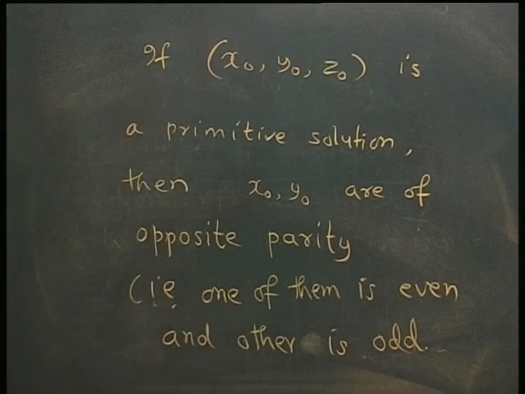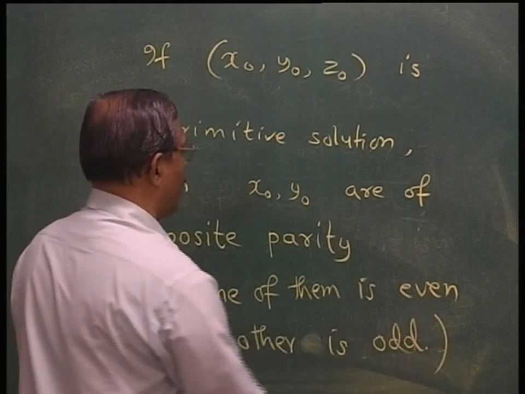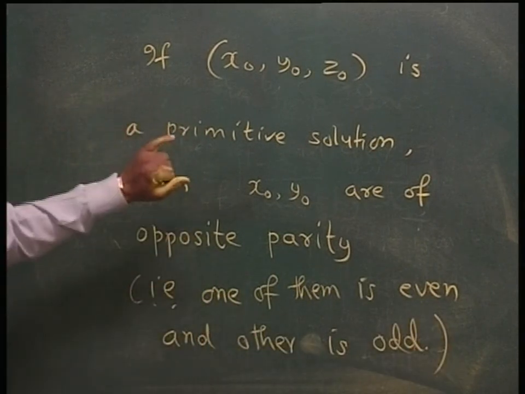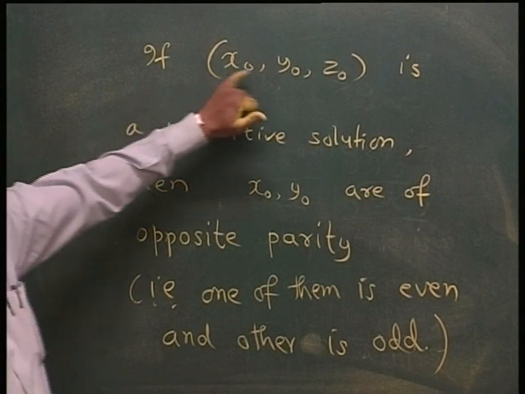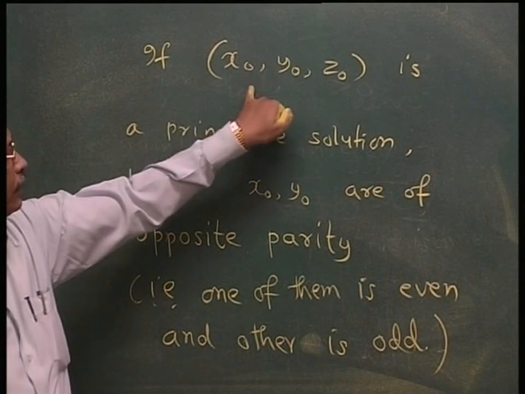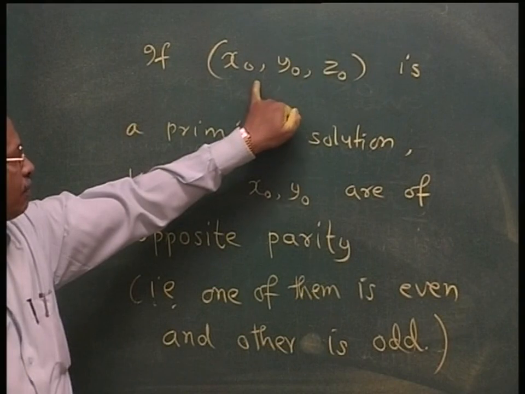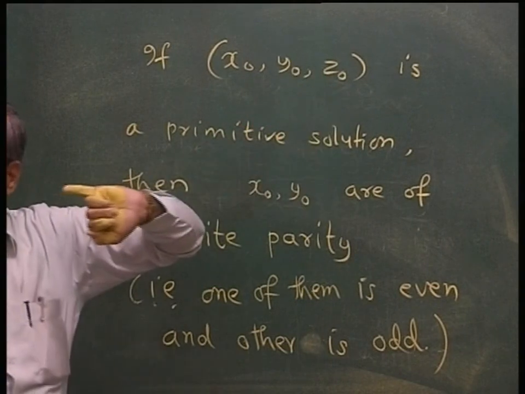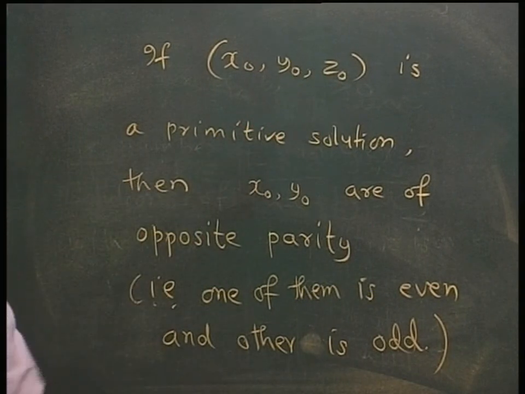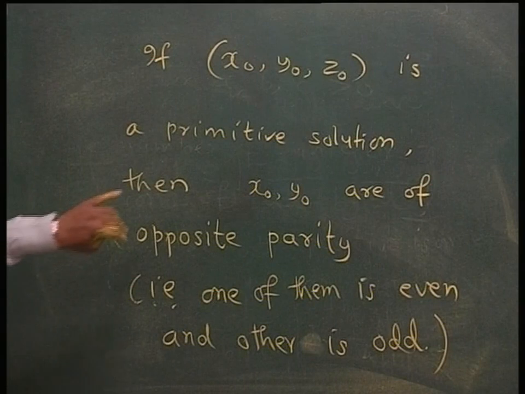One of them is even and the other is odd. Because suppose x and y are both even, then 2 is the GCD, 2 divides both x and y, so 2 will divide z naught also because of the equation x square plus y square equal to z square. So both cannot be even.